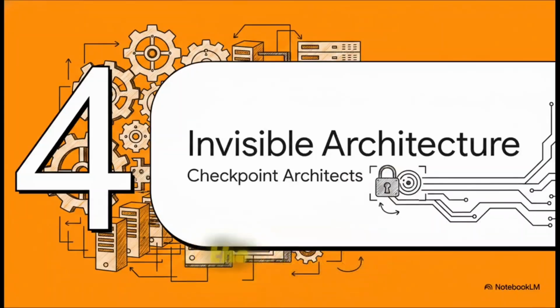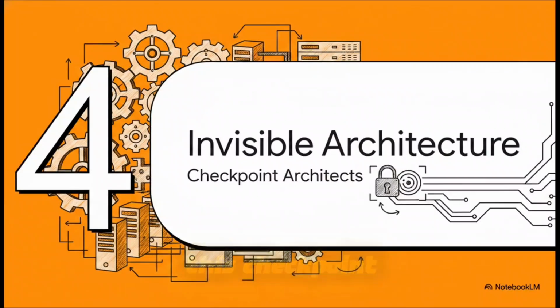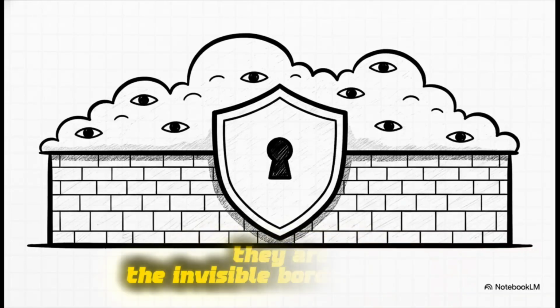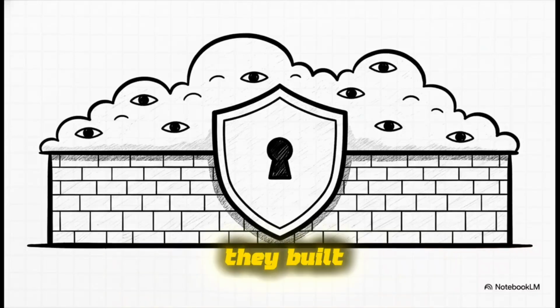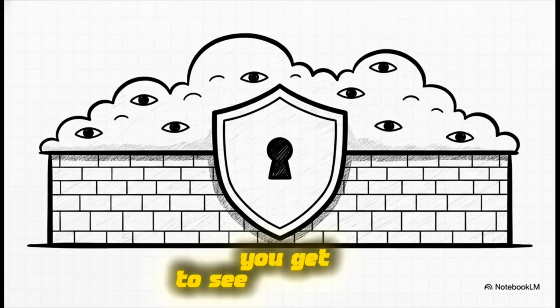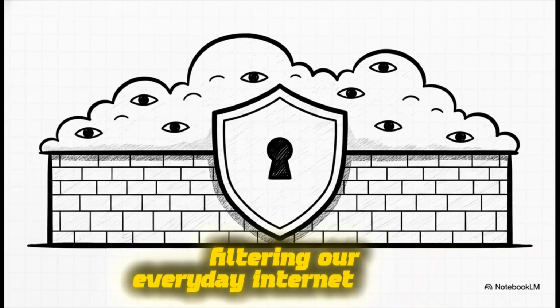Finally, section 4, the invisible infrastructure. Let's uncover the architects behind this checkpoint. The fine print reveals the true architect of this whole operation, attributing the performance and security to Cloudflare privacy. They are the invisible border guards. They built the wall, they wrote the interrogation script, and they ultimately decide if you get to see the website. It's a massive, invisible hand filtering our everyday internet traffic.